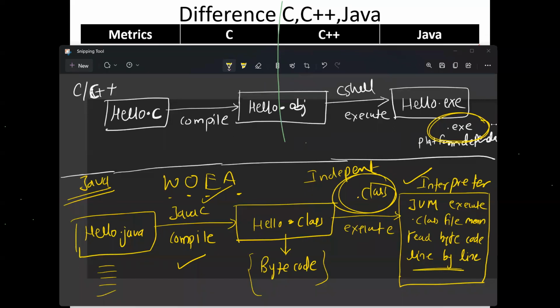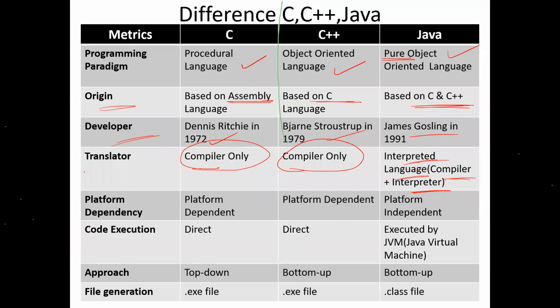Yes or no? So we are discussing translators. Why we require a compiler in C and C++ is clear. And why we require compiler plus interpreter in Java, is the point clear or not? Tell me. Yes, everyone. Please reply, I can see 54 students.